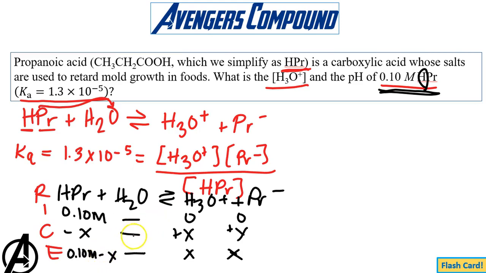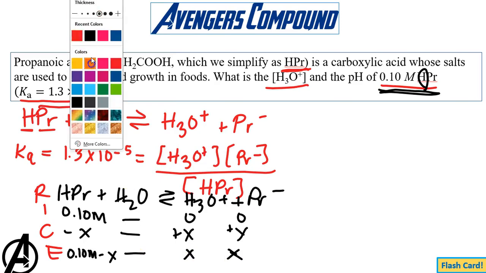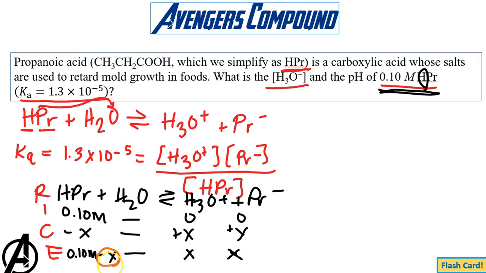Now our X value is going to be the amount that's actually dissociated from this propanoic acid. And that's also going to equal the amount of H3O plus and Pr minus, which shows our X value here. Now we already said we can make an assumption, correct? So all we can do is basically get rid of this minus X that's added to our reactant here because we can make that assumption.